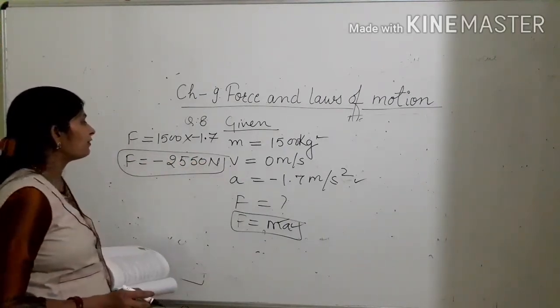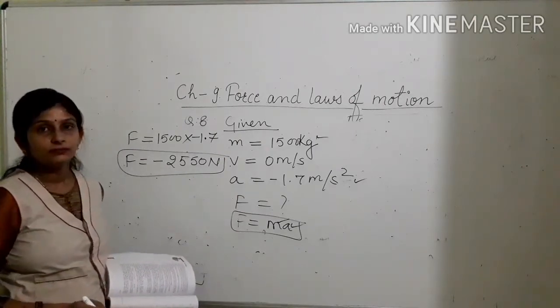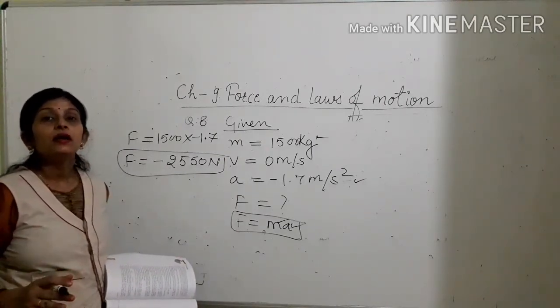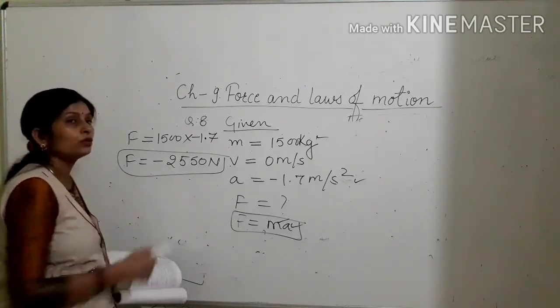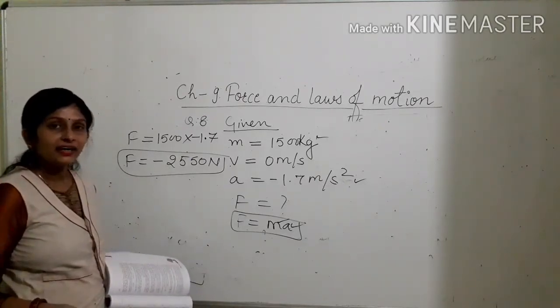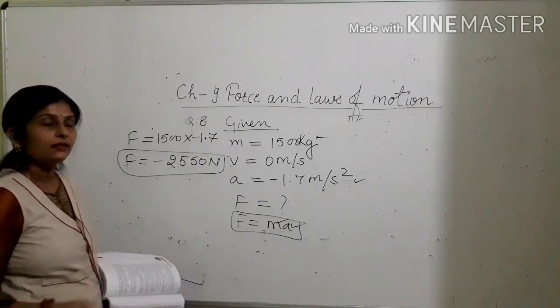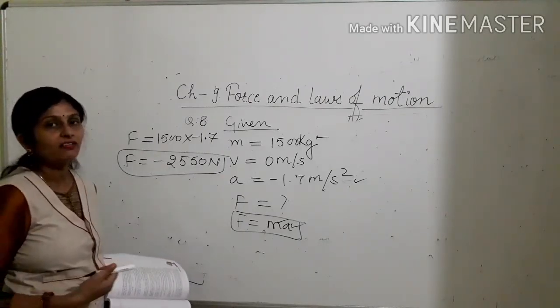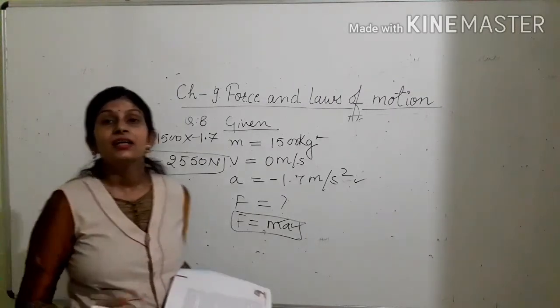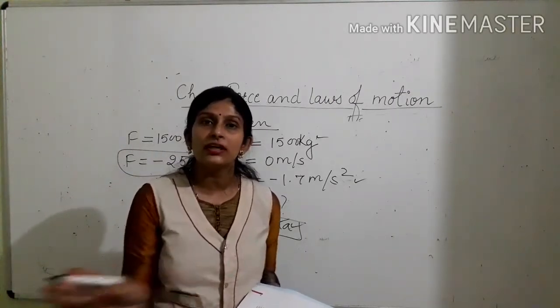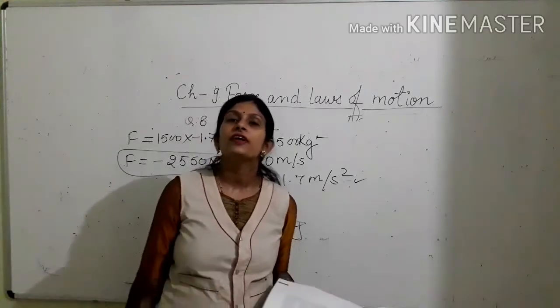So what is the frictional force? Minus 2550 Newton applied by road on the vehicle. So this frictional force is also in minus, negative. It's obvious that it will be in minus or negative because it is an opposing force which acts in the direction opposite to the direction of the motion of the vehicle.